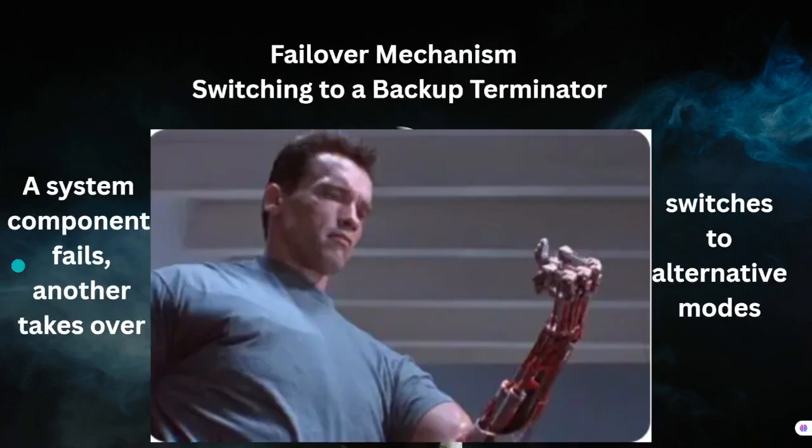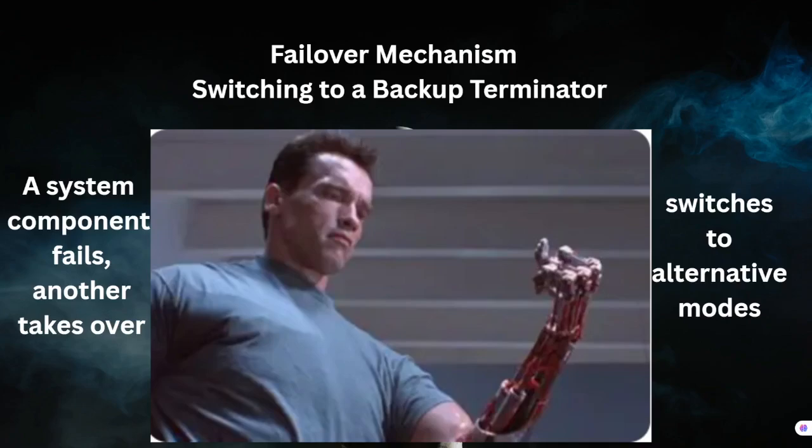The next concept is failover mechanism. Failover ensures that when a system component fails, another takes over automatically. When the T-800 is destroyed in Terminator 2, John Connor immediately switches protection to Sarah Connor, like an active-passive failover system. Skynet itself has a failover mechanism.